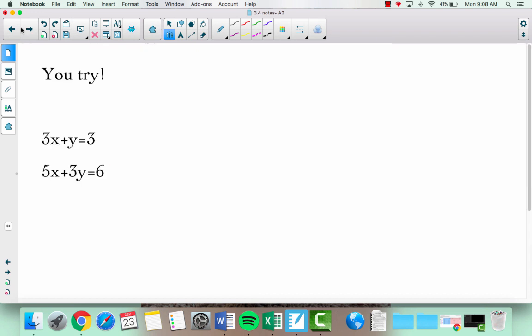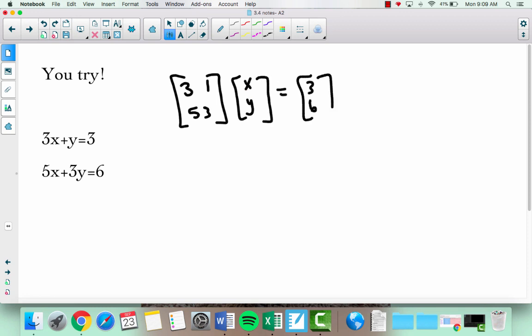I'd go ahead and encourage you to try this example on your own, and you can have me check in class if you want. I'm going to go ahead and write this in its coefficient form first, or its matrix form. So we'd have 3, 1 and 5, 3 times our variable matrix, x, y, and then equal to our constant, 3, 6. So remember, you're going to find the determinant of A, then you're going to find the inverse of A, and then you're going to multiply your inverse times the constant matrix B.